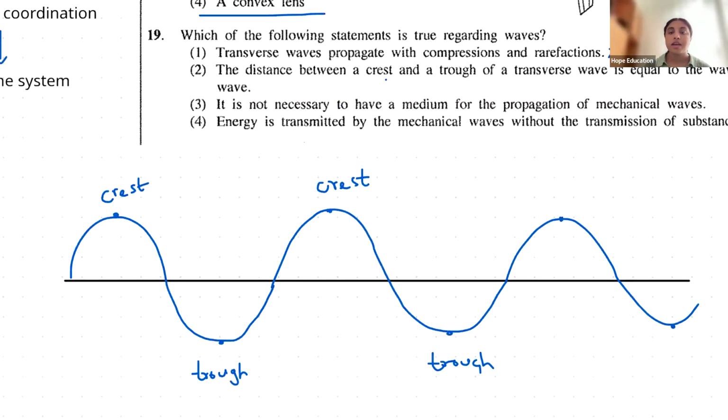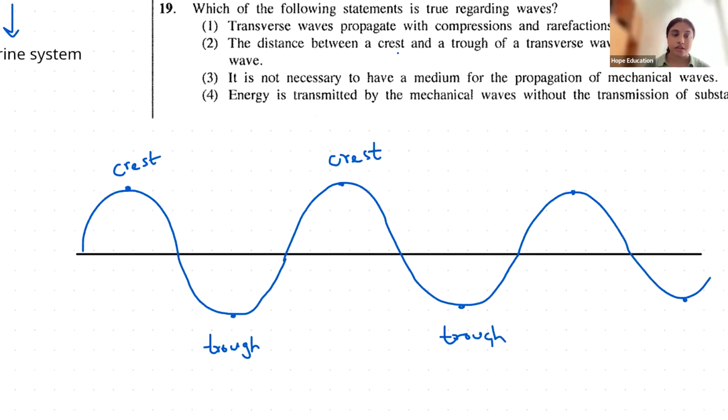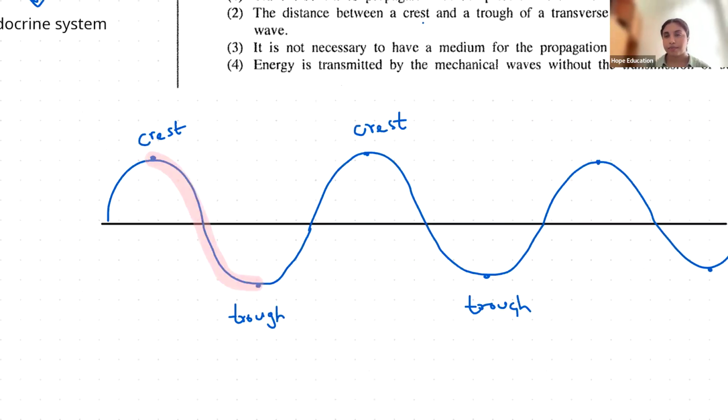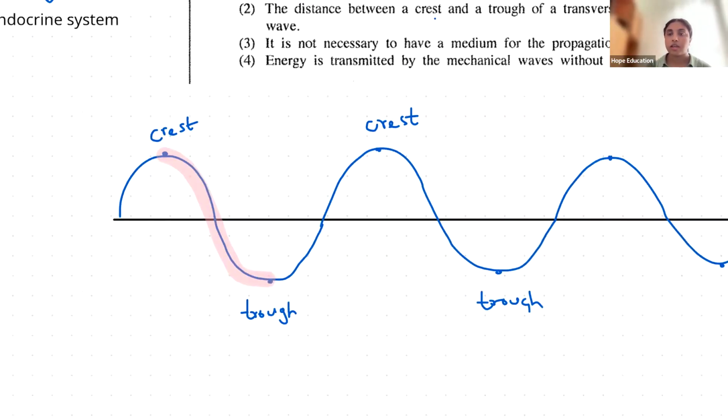They're saying the distance between a crest and a trough. Let's see. This is a crest. Is the distance between a crest and a trough equal to the wavelength? No. Absolutely not. I hope you can see this length. Is this equal to a wavelength? No. What about this? I'm going to mark the distance between two crests. Is this equal to one wavelength?